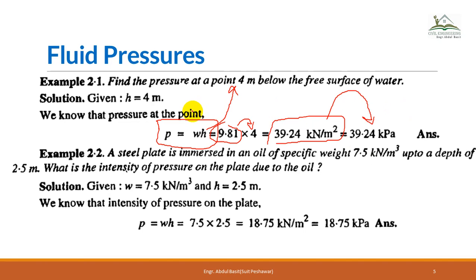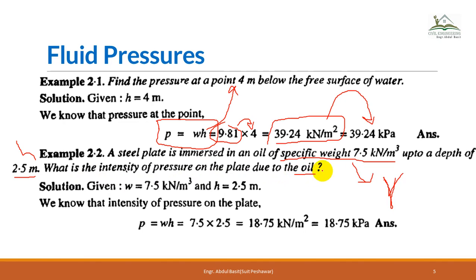Now coming towards the second example: a steel plate is immersed in an oil of specific weight, here it is specific weight, 7.5 kilonewton per meter cube. So you can say this is the specific weight, which is actually that gamma, up to a depth of 2.5 meters. So this is actually the H given to you. What is the intensity of pressure on the plate due to the oil?